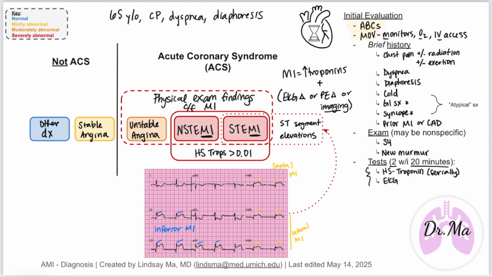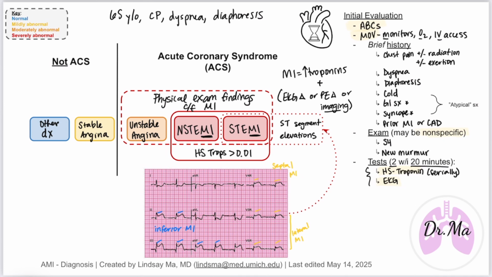Ask about some of the symptoms that they might have but haven't mentioned, such as atypical ones like GI symptoms and syncope, and any prior history of MI. Their exam could be helpful if they demonstrate a new S4 or new murmur, but the exam is often nonspecific. And then the two most important tests are the high sensitivity troponin and EKG. Order these stat right away.